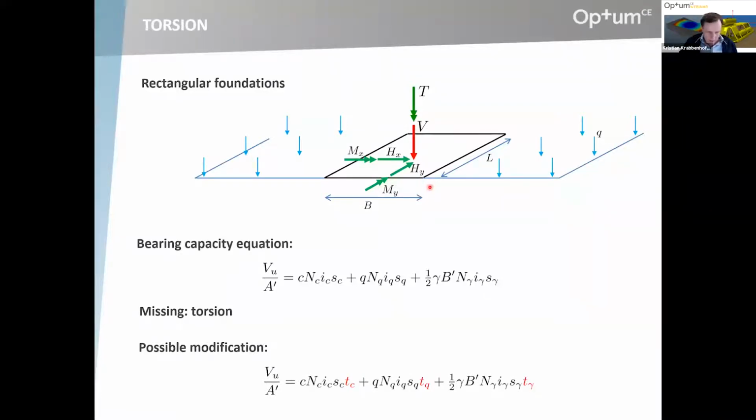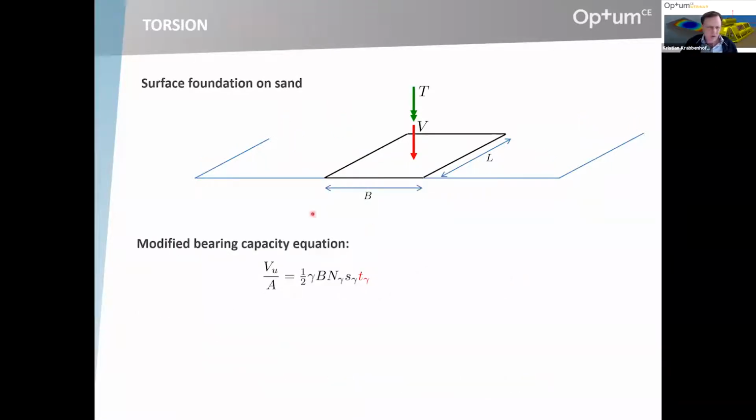So a possible modification would be to include torsional factors, T_c, T_q, and T_gamma, following the general scheme of the bearing capacity equation. That would be a possibility, and that's what I'm going to have a look at. I'm going to refer to a surface foundation on sand, so no q term and no c term, and we are left with what we call the modified bearing capacity equation, modified by this torsion factor T_gamma.